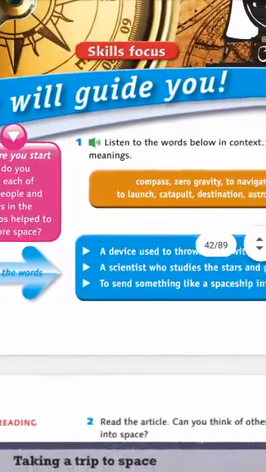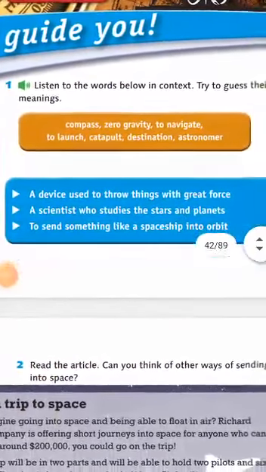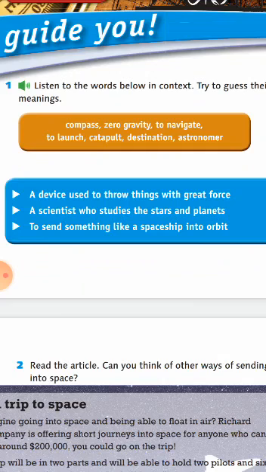Find the words. Number 1, a device used to throw things with great force. What is this? It's a catapult. Number 2, a scientist who studies the stars and planets is the astronomer. Number 3, to send something like a spaceship into orbit is to launch.